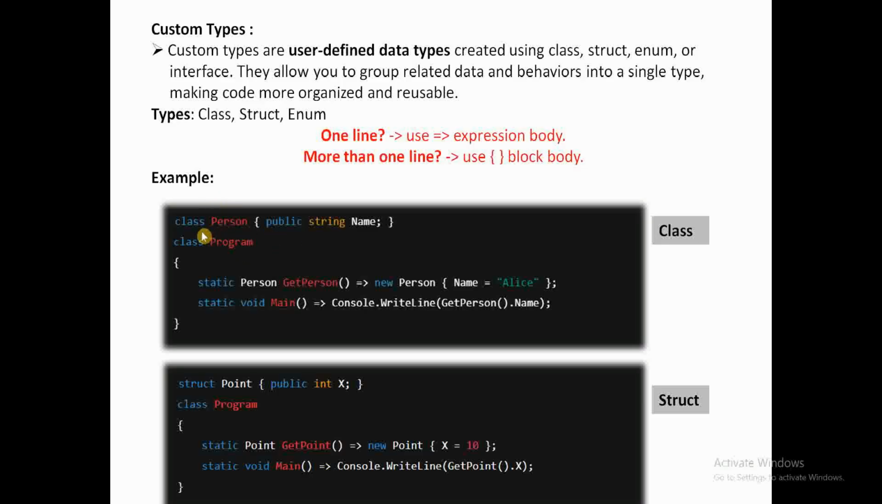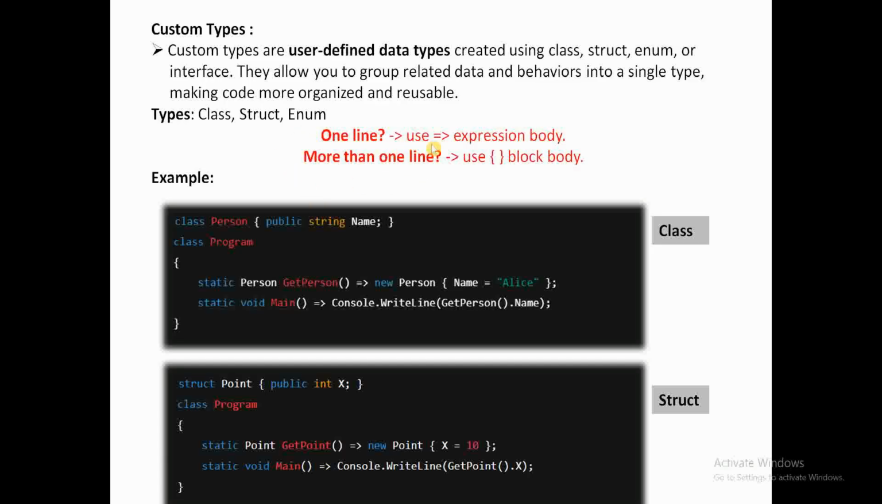Here we are creating a person model, class person model, and we are creating a variable property name for that person. Now we are using this in the get person method, where we are creating the instance of that person and assigning the value to that name. And in the main method we are invoking this method. The same goes for struct. Here we are creating the instance of that point model and displaying it through the main method. Here we have two new things, one line and more than one line.